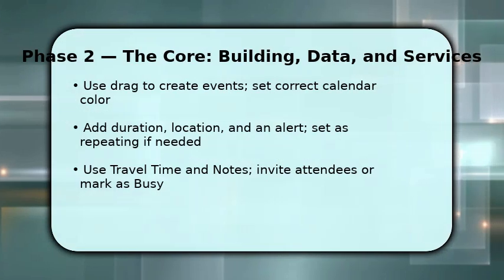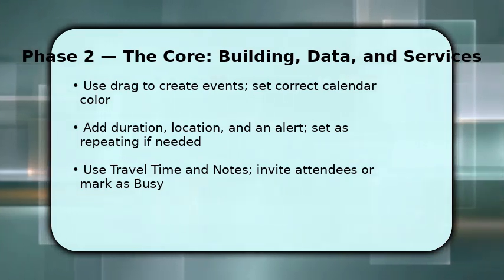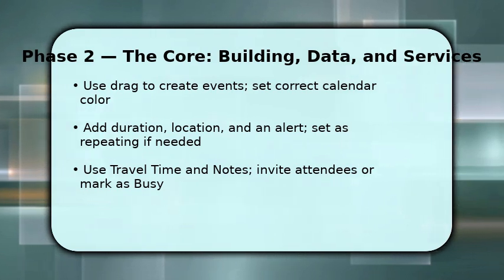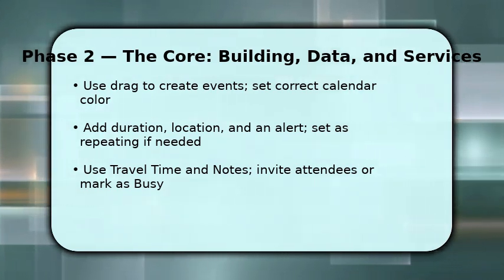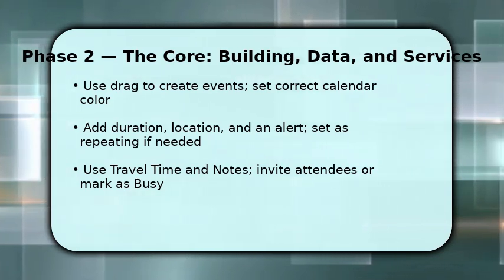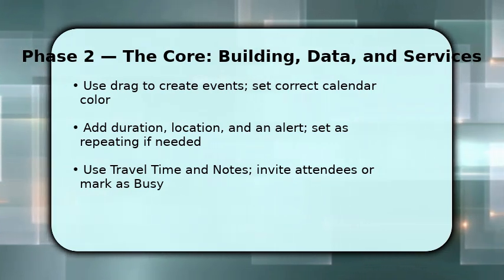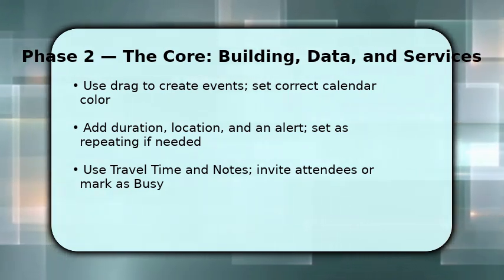Now create events directly in week view. Drag across the time slots to set duration and choose the calendar color so categories are visible. Make sure to add location, alert, and travel time when commuting is involved. These prevent conflicts. If a task repeats, set a recurrence rule to save manual entry later.